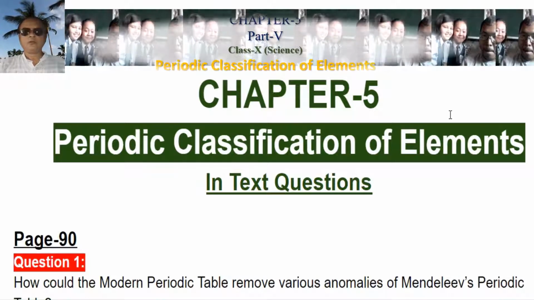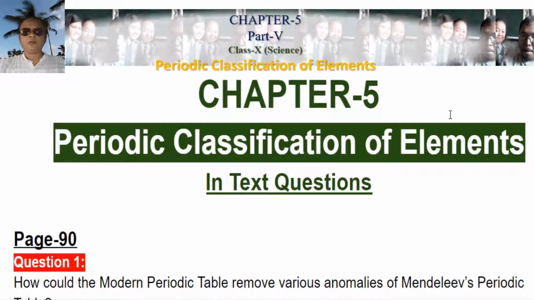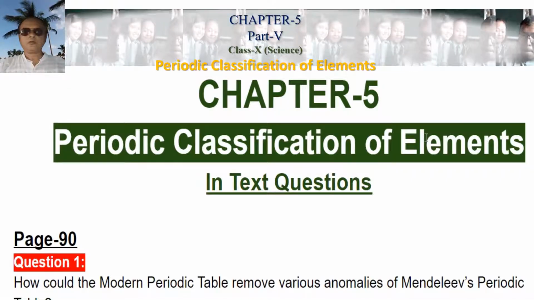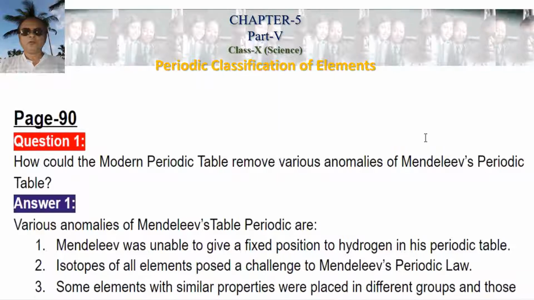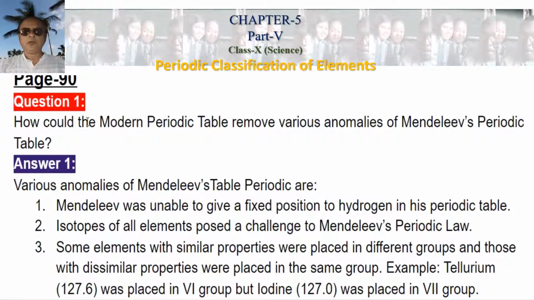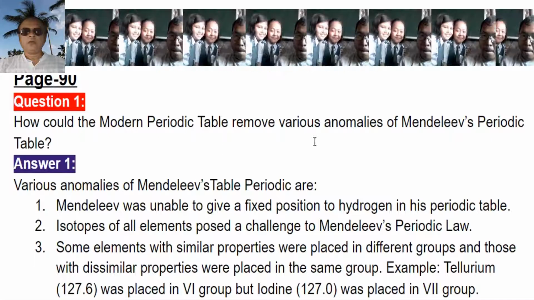We'll continue periodic classification of elements, that is chapter 5. Today we will do the in-text questions of page 90. Okay, the first question is, how could the modern periodic table remove various anomalies of Mendeleev's periodic table? Anomalies means confusions of Mendeleev's periodic table.